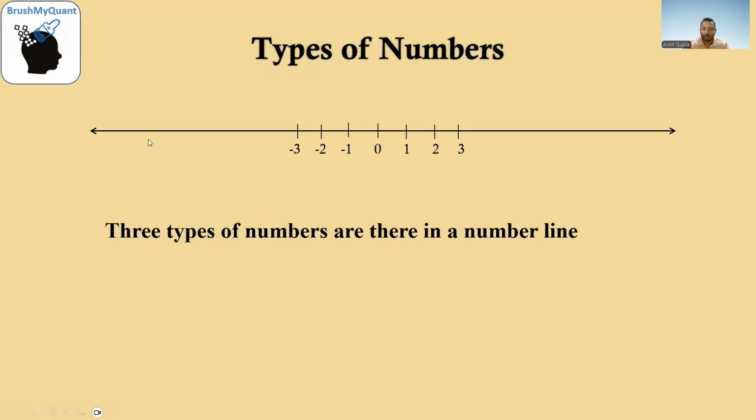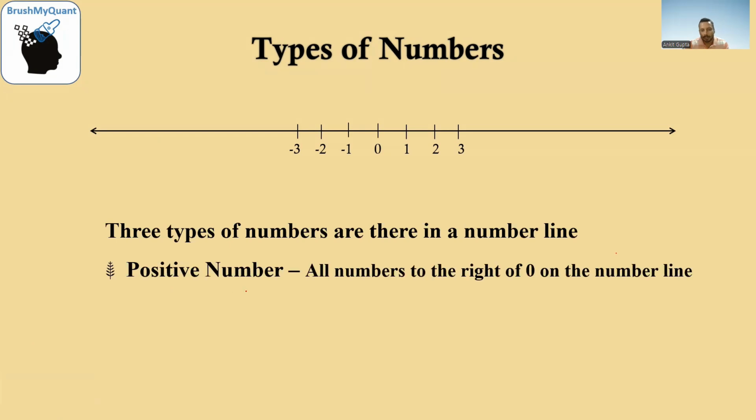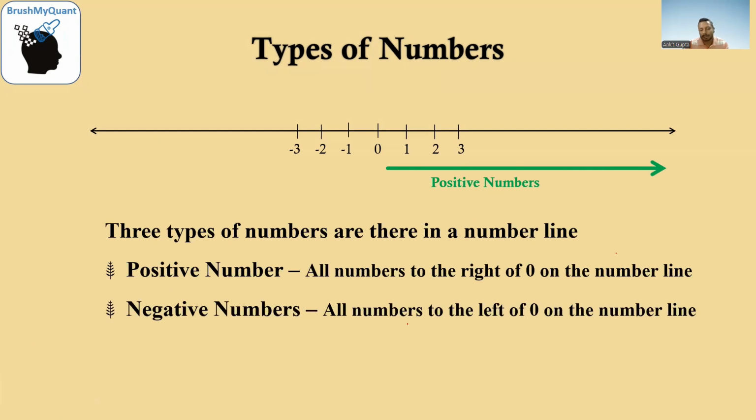If you look at the different types of numbers, there are actually 3 different types of numbers on the number line. You have positive numbers, which are the numbers to the right of 0. So all these numbers to the right of 0 are positive numbers. Then we have negative numbers. These are all the numbers which are to the left of 0 on the number line. So all the numbers to the left of 0 are negative numbers.